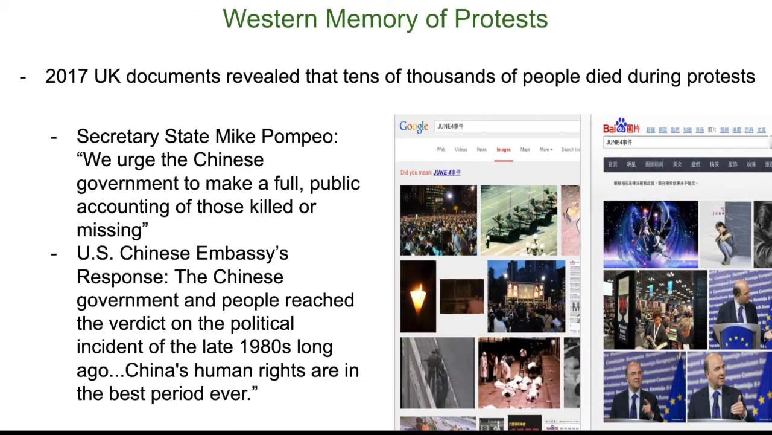And you can also see on the right here that when you search up June 4th, 1989 on Google, you get all these images of tanks and protesters and things like that. But when you search it up on the Chinese version of Google, you get these images, which clearly aren't related to the event.